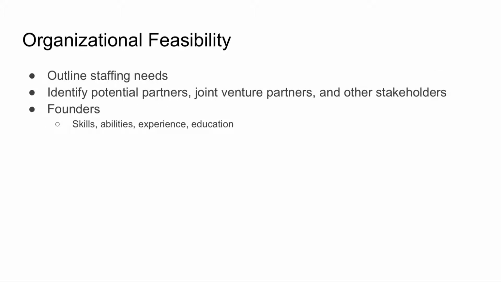When looking at organizational feasibility, you want to outline your staffing needs. How many people do you need to bring your vision to life? Identify potential partners, joint venture partners. You want to look specifically at the people that you're bringing on or the people that are involved, and you want to list their skills, their abilities, their experience, their education. What are they bringing to the table that's going to help this idea get off the ground?